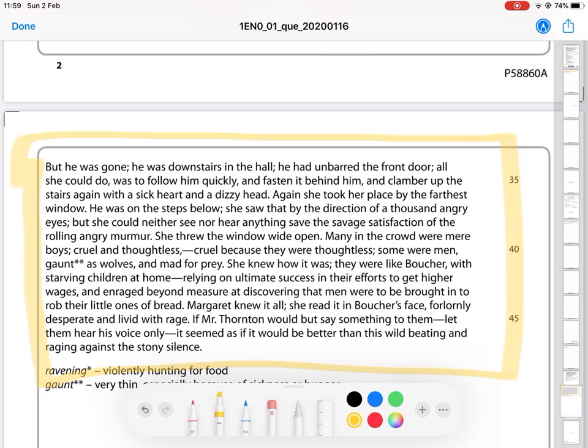But he was gone. He was downstairs in the hall. He had unbarred the front door. All she could do was to follow him quickly and fasten it behind him, and clamber up the stairs again with a sick heart and dizzy head.